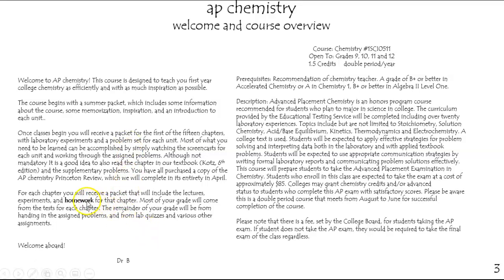Your grade will be largely determined by test scores as well as lab reports and various other assignments. And here's a more detailed description of the course.